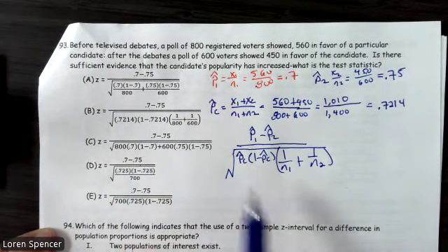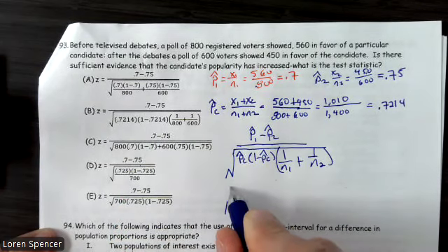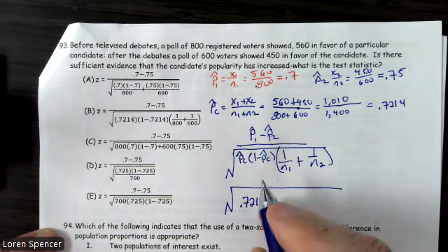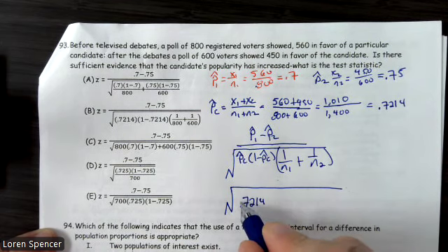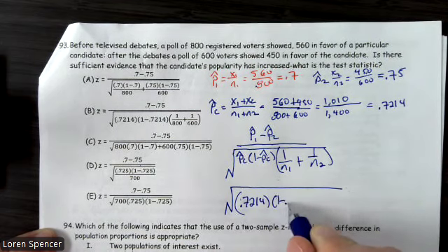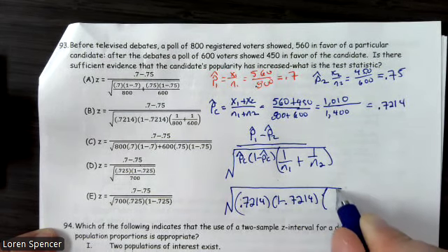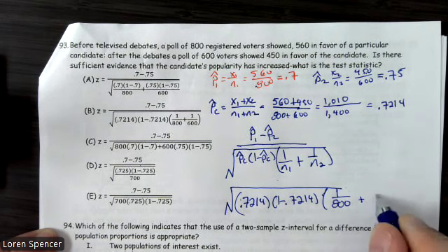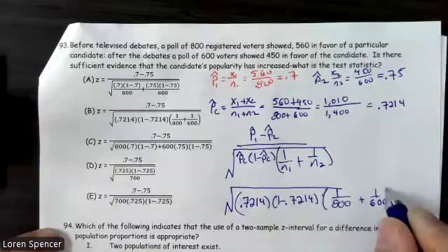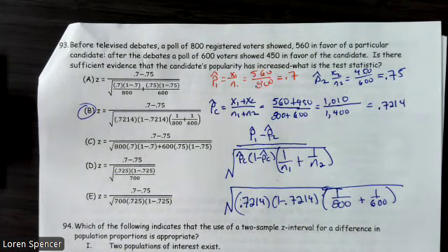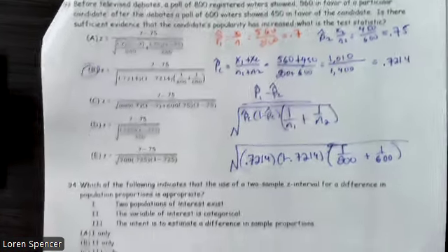So we're looking for the square root of 0.7214 times 1 minus 0.7214 times 1 over 800 plus 1 over 600. And the one that has that, of course, is B. So the answer to 93 is, in fact, B. All right, moving on to 94.